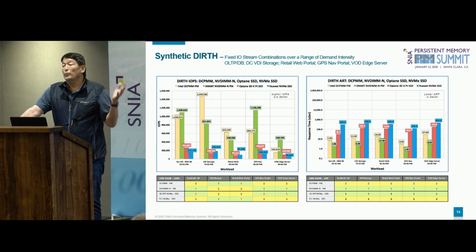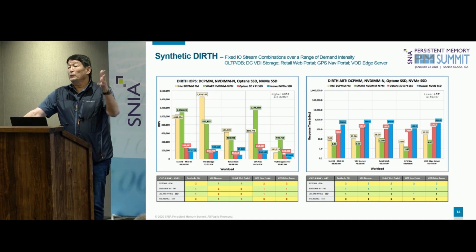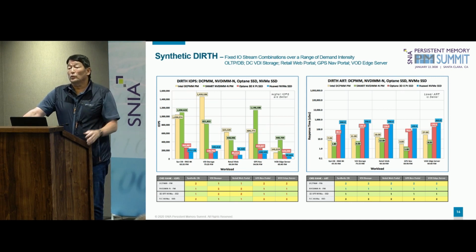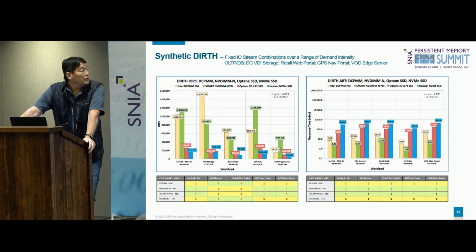You can go back and look at the box and the description of the workloads, and it might be faster because it's more write intensive, or it might be faster because it has more reads. It really just depends on the workload. For the NVMe SSD and the Optane SSD, the Optane is the red, so it's faster for the synthetic than for the video on demand and the retail web. It's slower there, but then it's faster for the GPS nav and slower for the edge server.